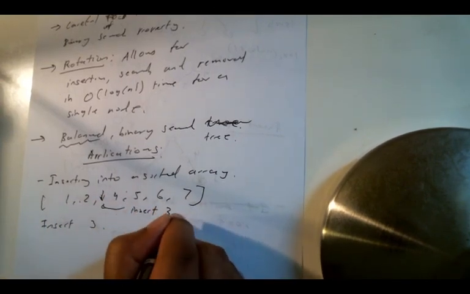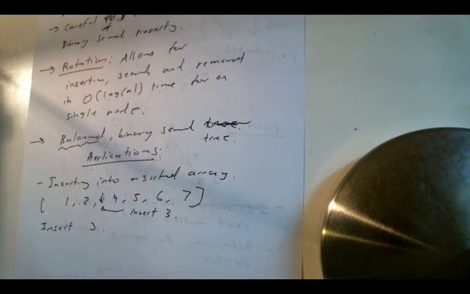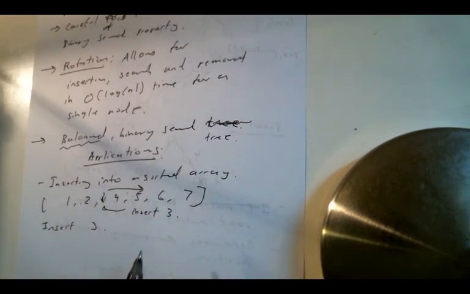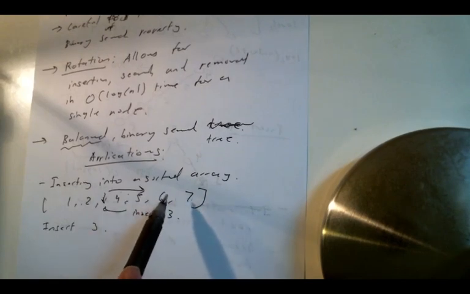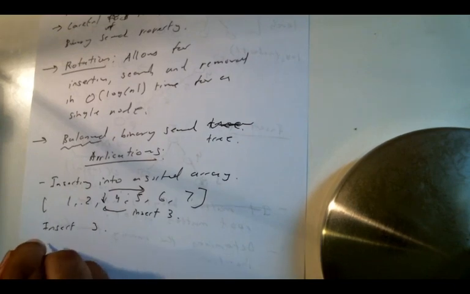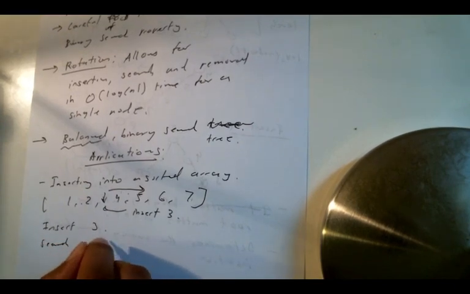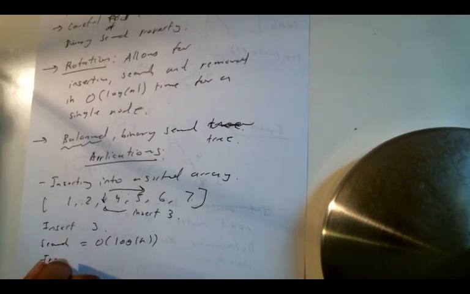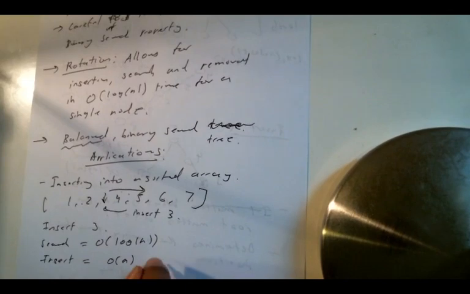The problem is that even if you can search for the place to insert in O of log n time, the insertion is going to take a longer time because you have to adjust all of the other elements forward. You have to adjust the 4, 5, 6, and 7 forward, and then plop the 3 in. And that takes O(n) time. So the search is O of log n time, and the insert is O of n time, so total O of n.